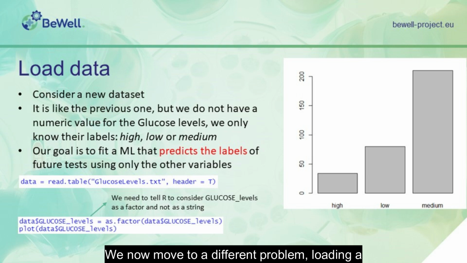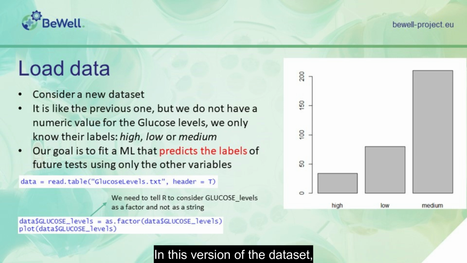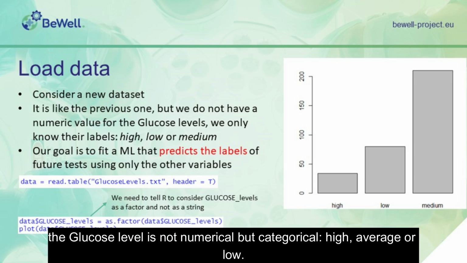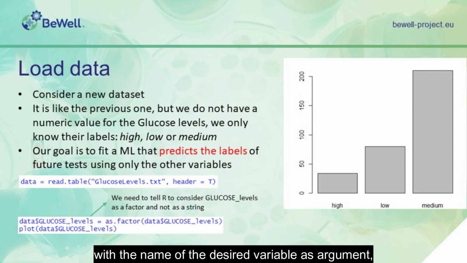We now move to a different problem, loading a modified version of the dataset named glucose_levels.txt. In this version of the dataset, the glucose level is not numerical but categorical: high, average or low. First, we load the data and produce a bar plot with the absolute frequencies of the labels. This is simply done using the plot function with the name of the desired variable as argument, after casting the variable of interest as a factor.